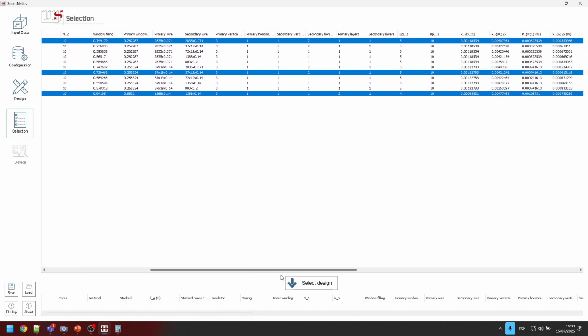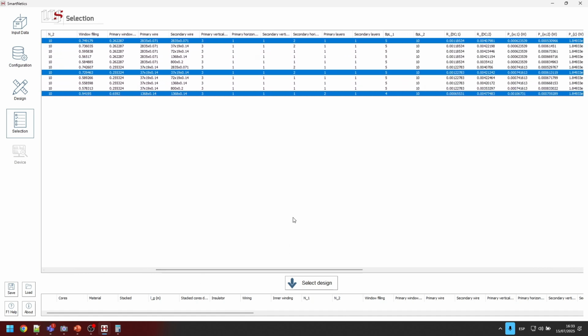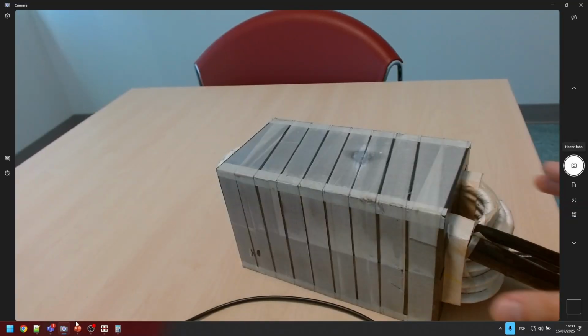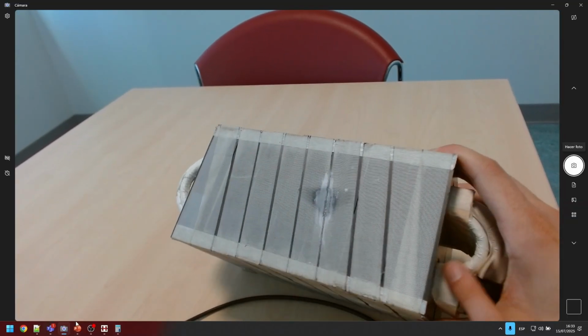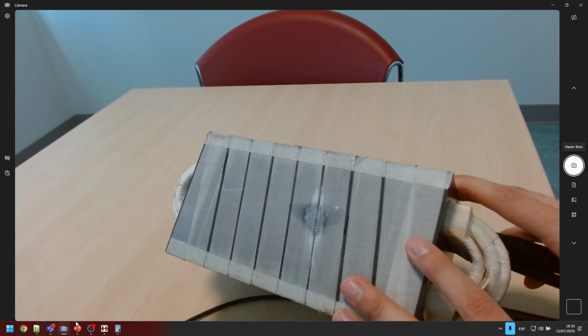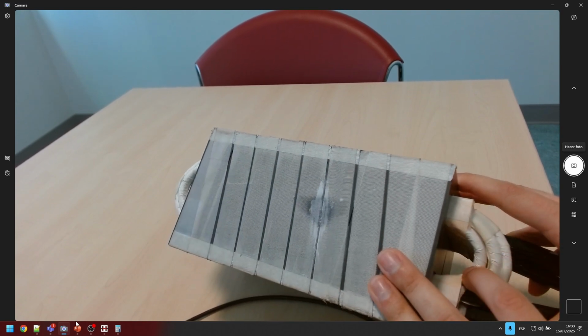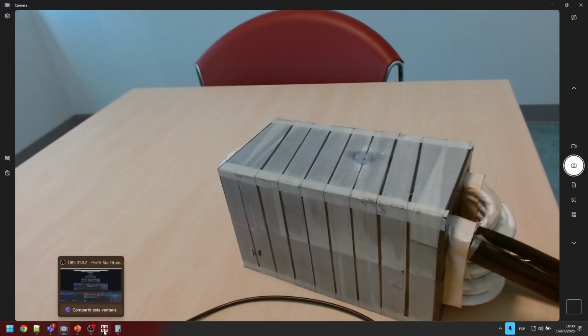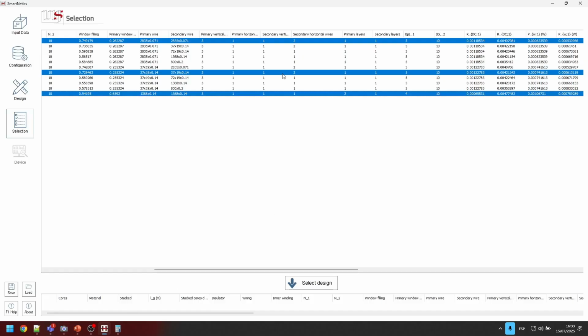The next thing we can see is, as I was saying before, in the secondary side, we know that we only have one layer of wire. Once again, back to the camera, we only have one layer at the secondary side. We may have more than one at the primary side, but only one at the secondary side. So I will keep on reducing the possible designs to get only the ones with a single layer.